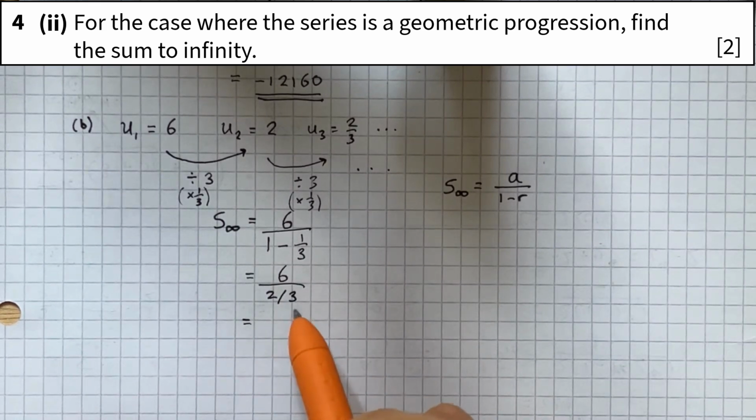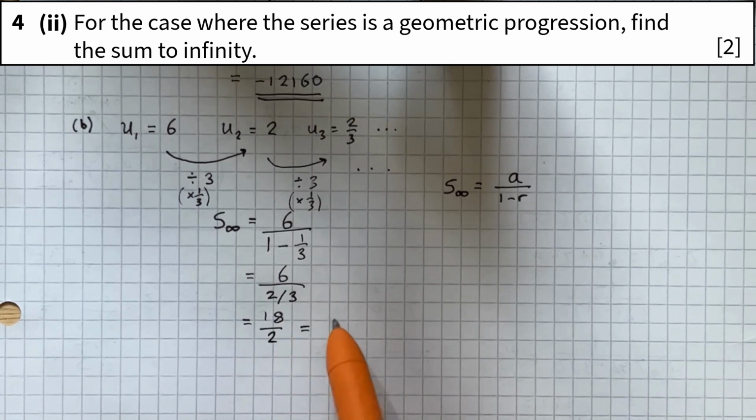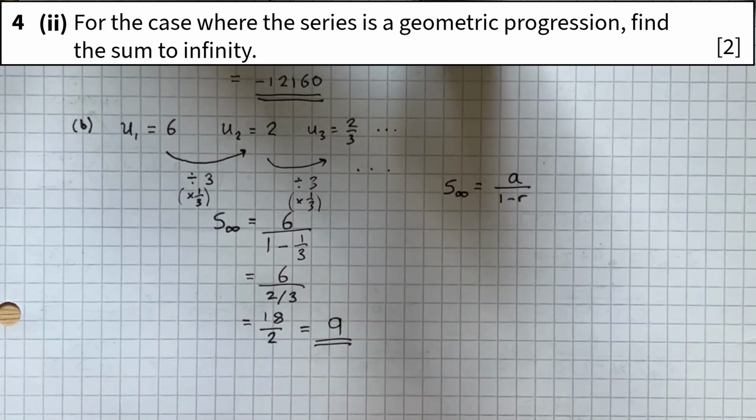Bring the 3 to the top. 18 divided by 2, 9 is our final answer.